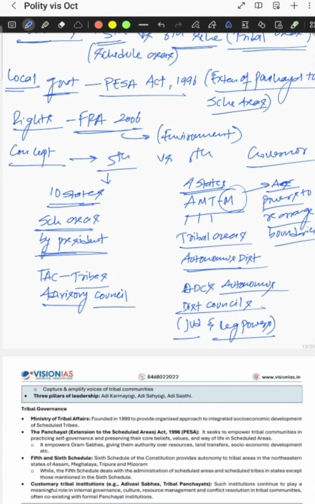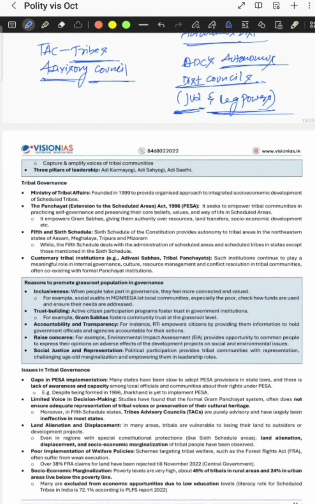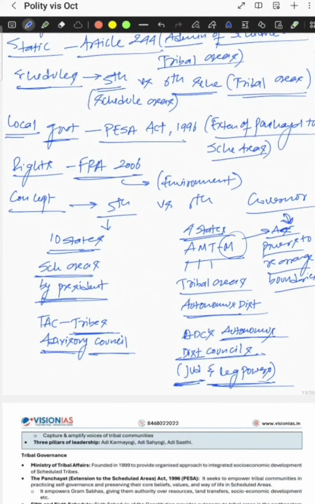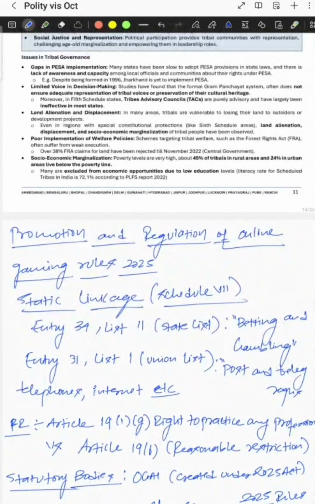And the 5th Schedule areas have a tribal advisory council, whereas the 6th Schedule areas have autonomous district councils, which have judicial and legislative powers. These powers and boundaries can be rearranged by the governor. Governor has a power here. So this is the main thing you need to know about. The other things are related to mains. Mainly you can go through this once, but for prelims this is what you need to know, and I have given it in the notes also. You can go through it, you will get an idea.